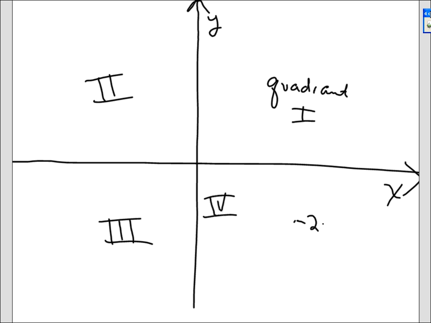So I'm going to list some points, and I would love to tell you which quadrant they're in.